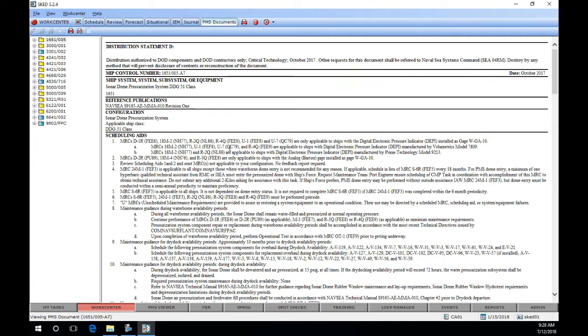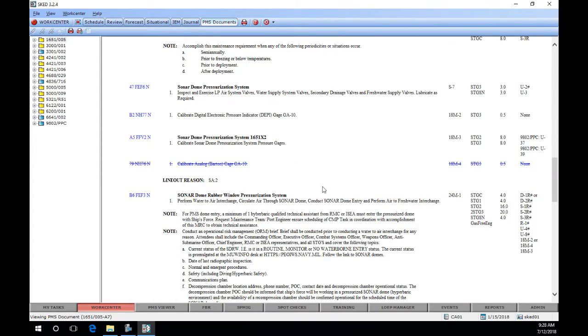There are two types of DEPI gauges: Volumetrics Model 7809 and Prime Technology Model 9213. SA1 further elaborates and dictates what maintenance is required for each DEPI. Since CA01 has the Prime Technology Model 9213, as per SA1's notes A and B, 18M2 and R2Q apply to this work center but U1, U7, and R4Q do not.